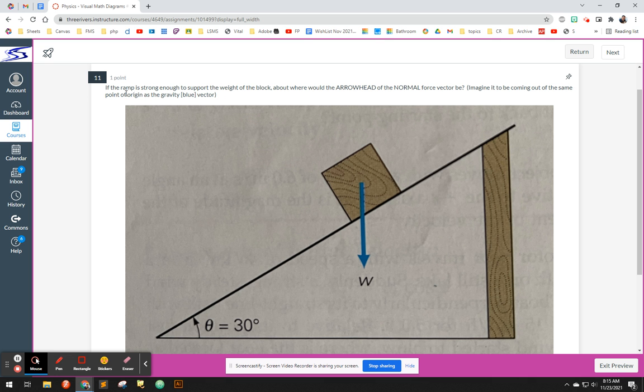All right. If the ramp is strong enough to support the weight of the block, about where would the arrowhead of the normal force vector be? Okay, so the normal force is perpendicular to the surface. That would be this way. So we just have to decide how far. And I said, if the ramp is strong enough to support the block, so that you'd know that it is equal to and opposite to this. So the gravity vector gets broken up into its x and y components, and the arrowhead of the y component would stop about there. And that means equal and opposite. I'm trying to imagine mirroring that. So right about there.